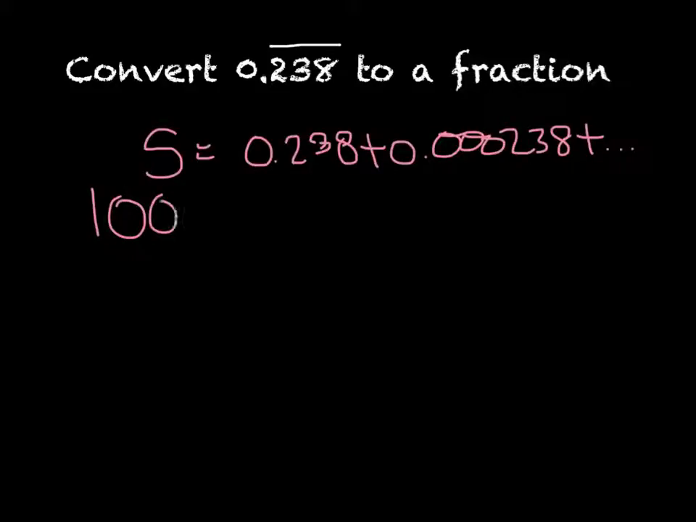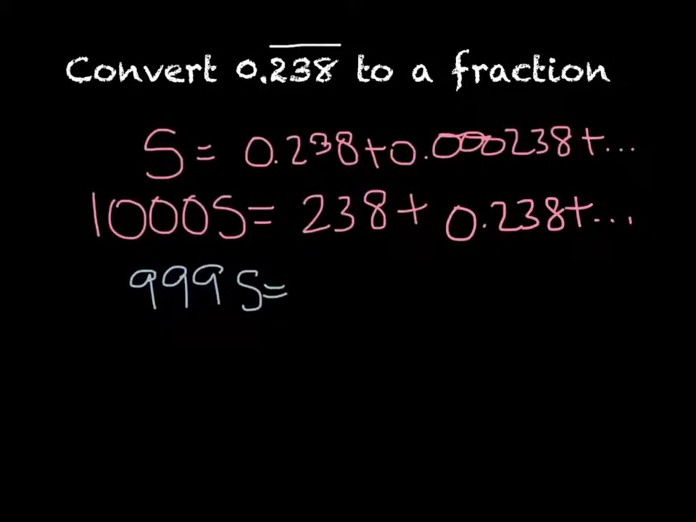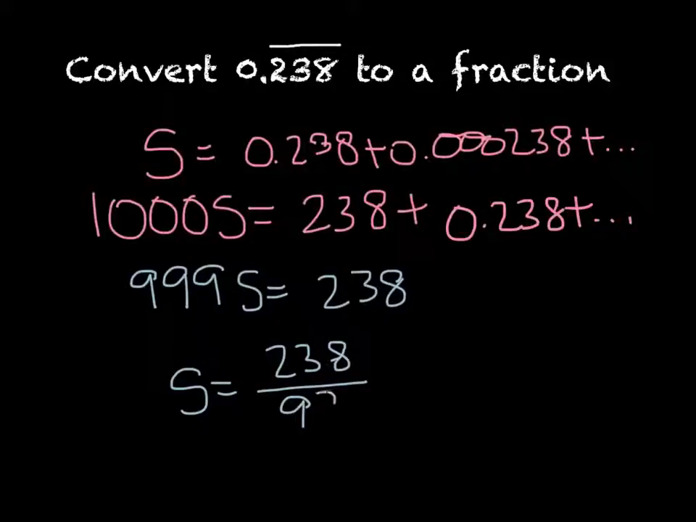And then we can multiply s by 1,000. And what we end up with is 238 plus 0.238, etc. Now, if we subtract the first equation from the second equation, we can end up with 999s equals 238 because all of the other terms behind here cancel out. And then we can solve for s by just dividing both sides of the equation by 999.